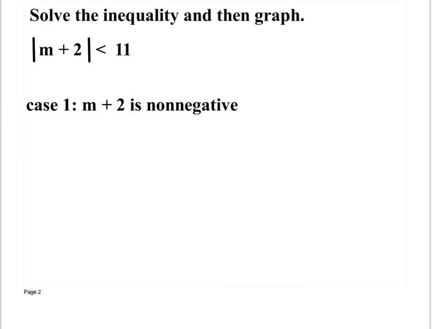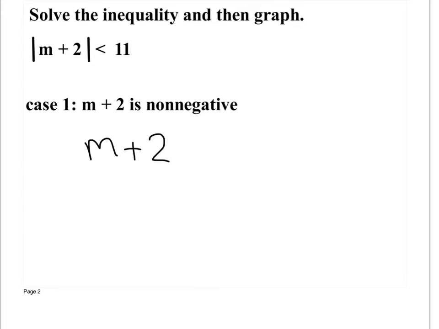Alright, so this is what your problem is going to look like. It's going to say solve the inequality and then graph. The inequality is the absolute value of m plus 2 is less than 11. So m plus 2, the distance that number is from 0, is less than 11. When we're dealing with absolute value, if you remember when we did absolute value equations, we had two cases. One where it's positive and one where it's negative. So we're going to do case 1, where m plus 2 is non-negative, or where m plus 2 is positive.